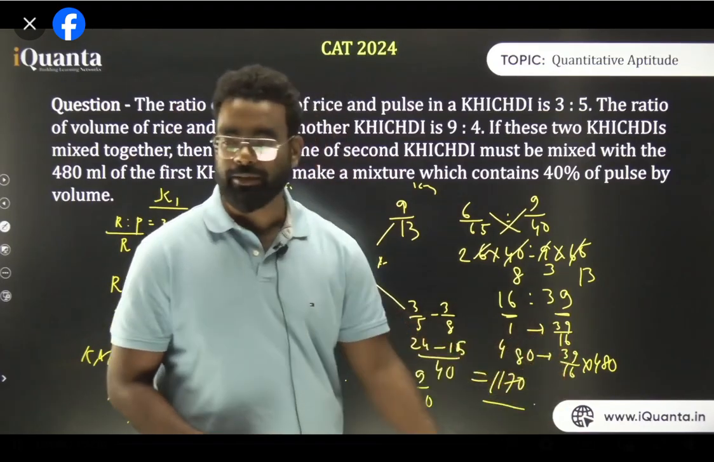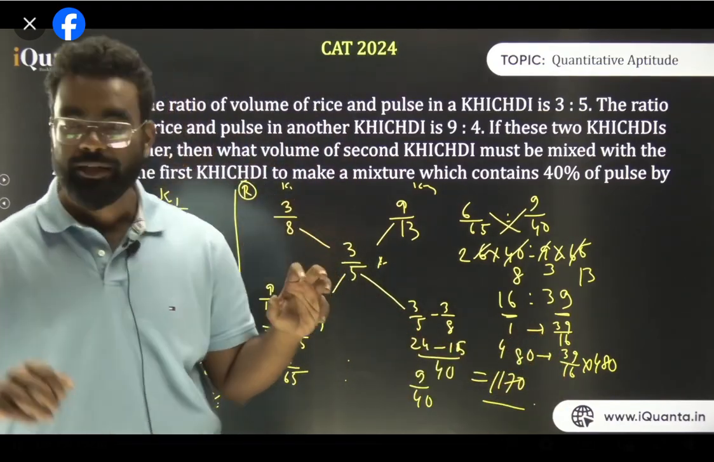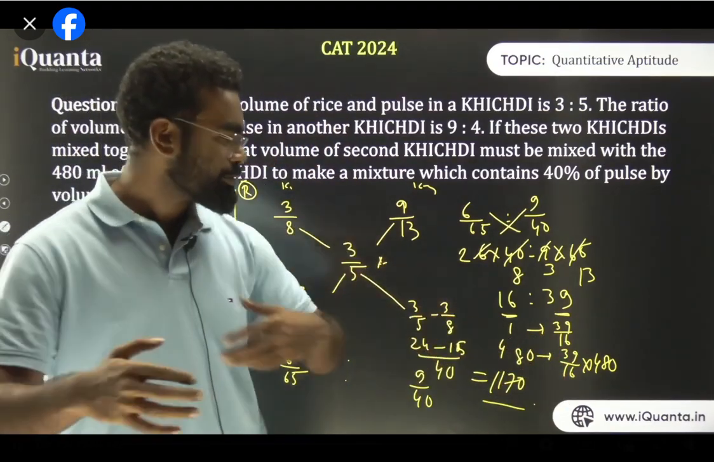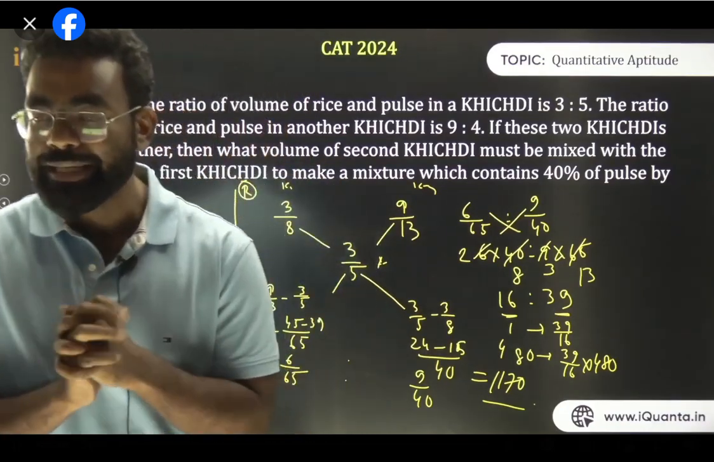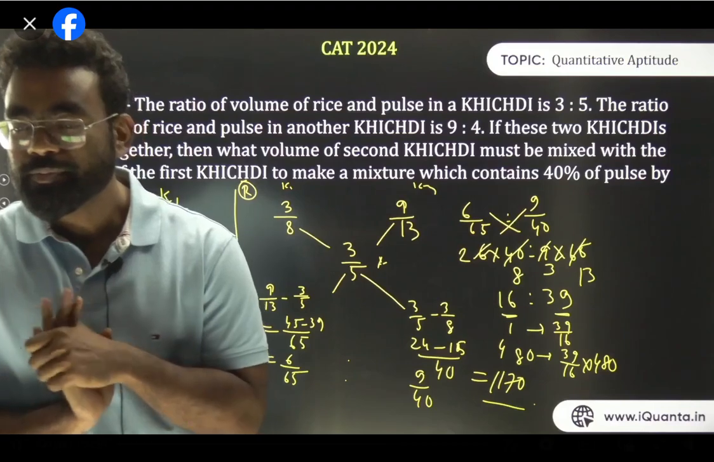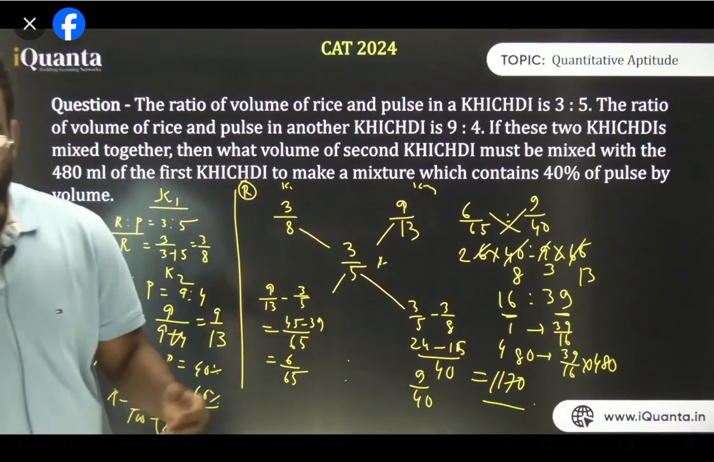If it is 480, unitary method. If khichdi 1 is 16 part, khichdi 2 is 39 part. If khichdi 1 is 1 part, khichdi 2 is 39 upon 16 part. If khichdi 1 is 480 part, then the answer is 39 upon 16 into 480. Am I clear? So either you use this or you use fraction methods, anything is fine.